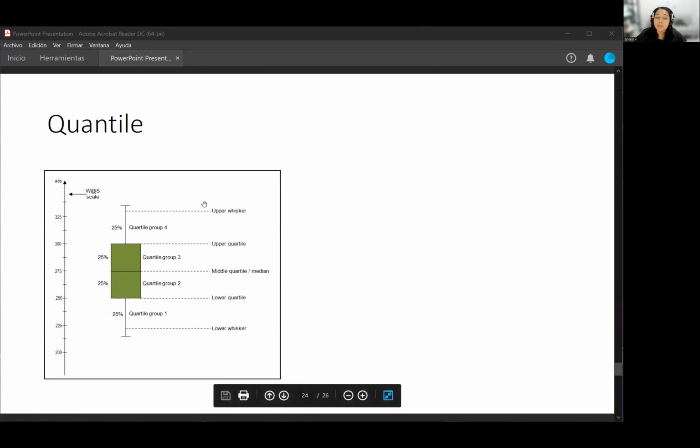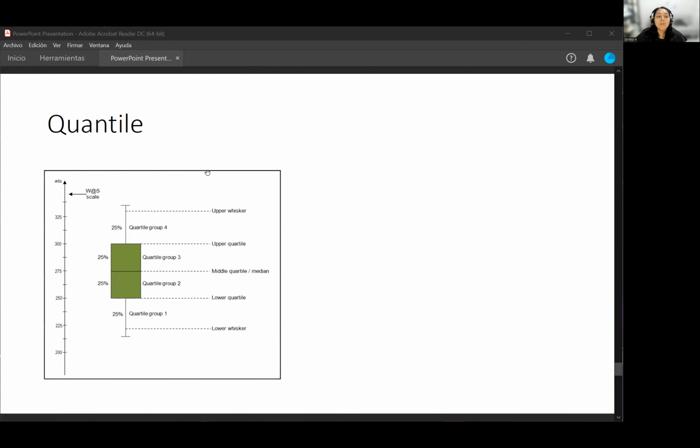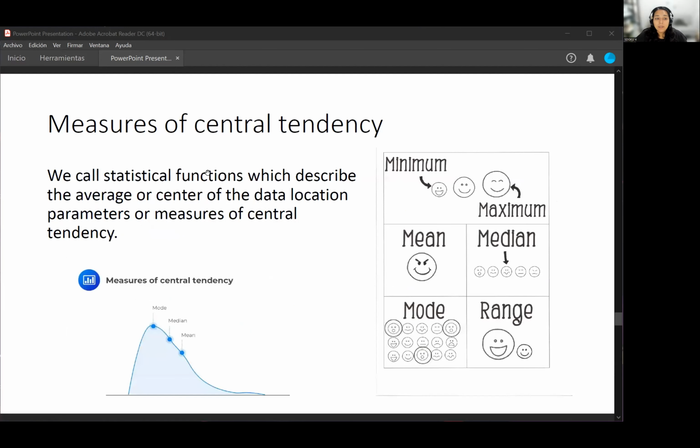For example, here with this box plot, what is this? This is all our data. This is the middle of the data, the middle quartile. So this is the median, right? But then we can make other cuts, and we can have different quartiles. These represent the 25%, then the 50%, the 75%, and then the 100%. So that was the measures of central tendency.